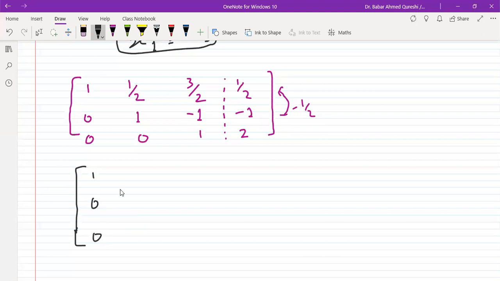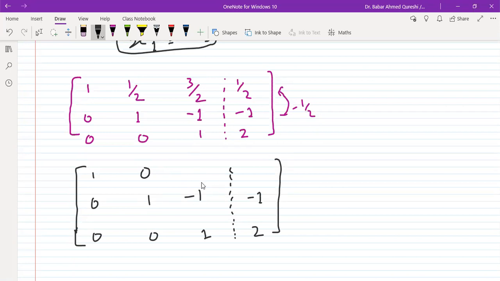So this column remains like that, and since I'm not doing anything to this guy, this also remains like that. So -half plus half gives me a 0. -1 into -half gives me a half. I add it to 3 halves. I get 4 halves, which is a 2. -1 into -half gives me a plus half. I add it to half. I get a 1.